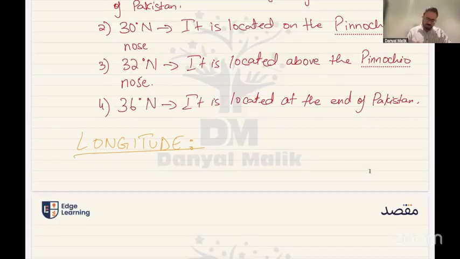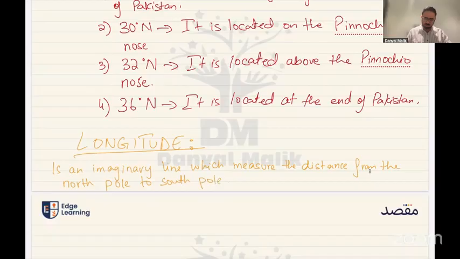So longitude is basically, if I ask you what longitude is, longitude is an imaginary line which measures the distance from the North Pole to the South Pole.